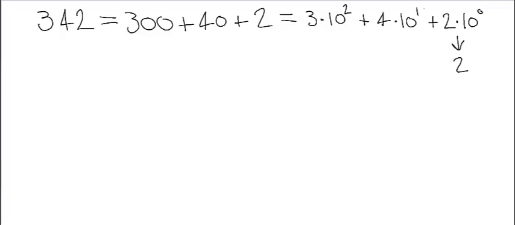And then 10 to the 1 is just 10. This is going to be 40. This is going to be 300. Right? So we do something similar in binary. We can do something to convert from binary to decimal.